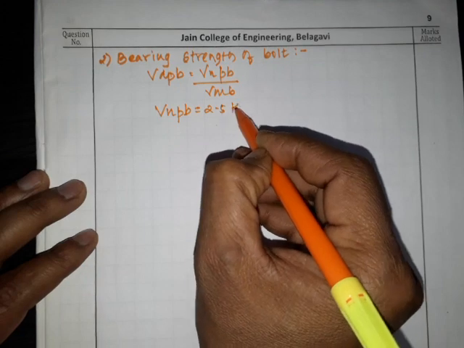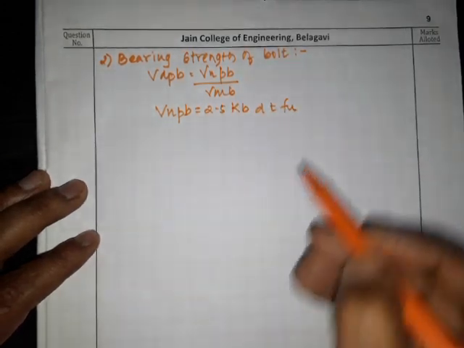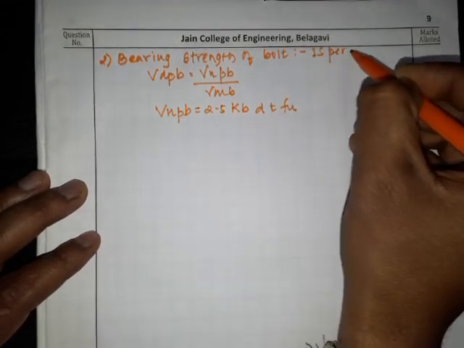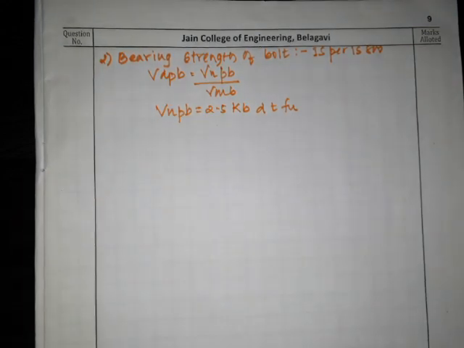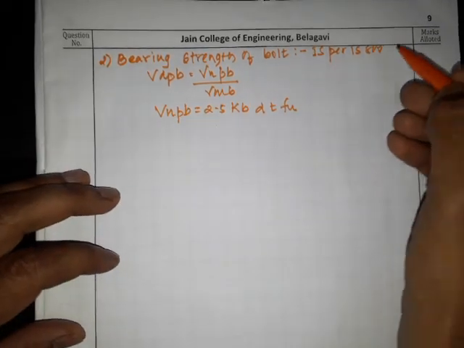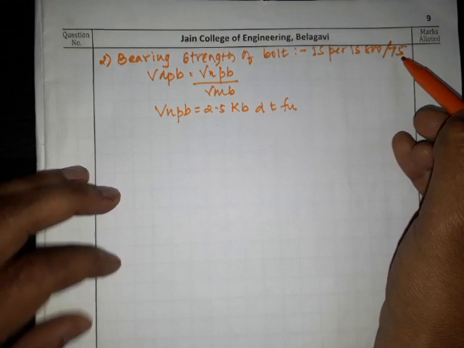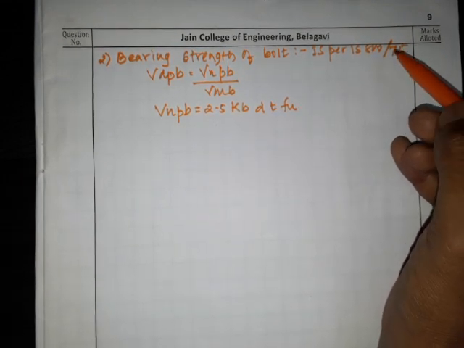Where VNPB is given by 2.5 kb dtfu. Okay, this is again as per IS 800. If you want, I will give the page number also. It is mentioned on page number 75. When you open IS 800, page number 75, you will get both the shear strength of bolt as well as the bearing strength of bolt.